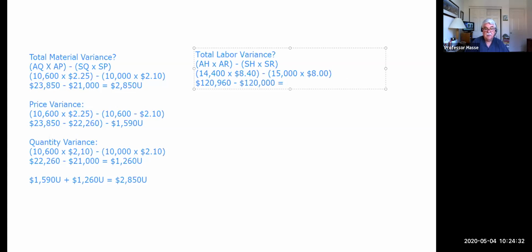Uh-oh, we screwed up again. Not too bad though. We are $960 unfavorable. We are $960 over plan in our labor costs. That's compared to $2,850 in materials, but we still were unfavorable. Where were we unfavorable? Let's determine labor price variance. Where were we off on labor rate? The labor price variance.